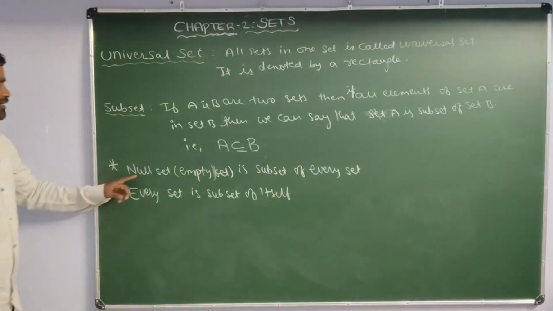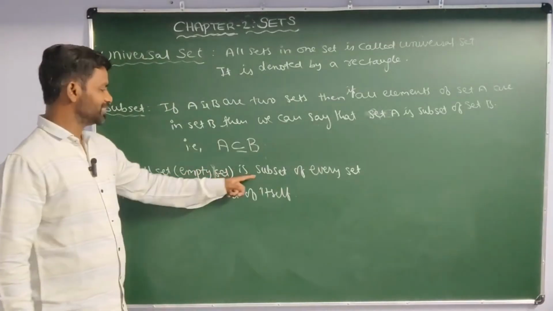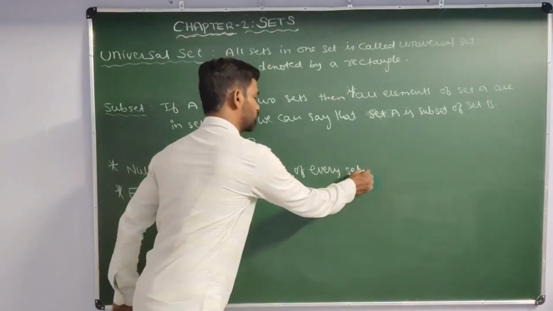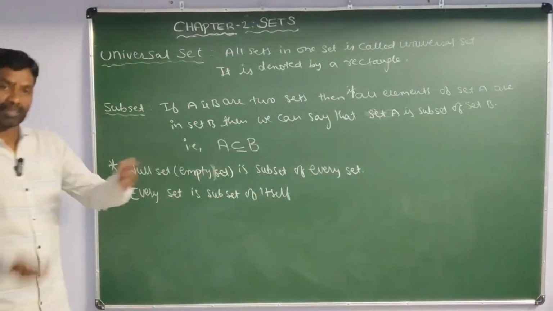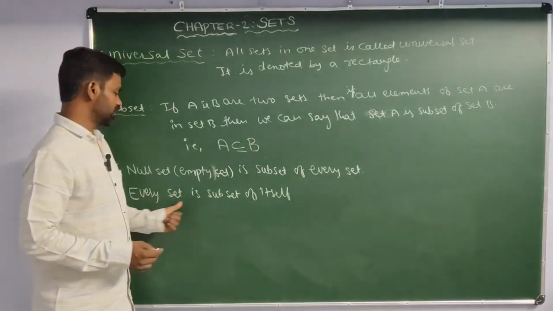Null set, or empty set, is a subset of every set. So the empty set is a subset of every set. And next, every set is a subset of itself. Every set is a subset of itself.